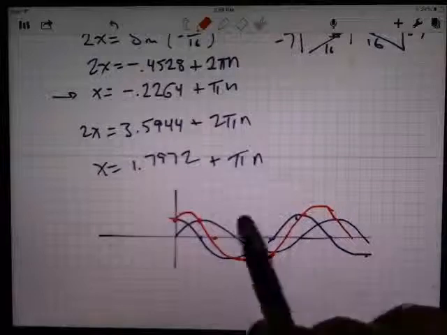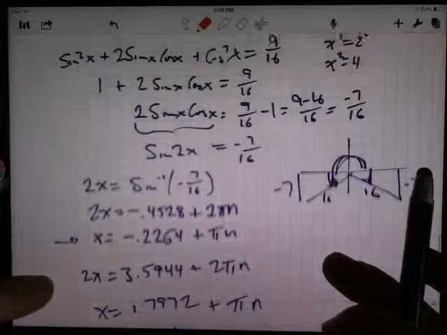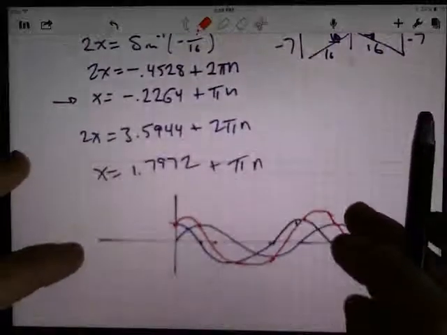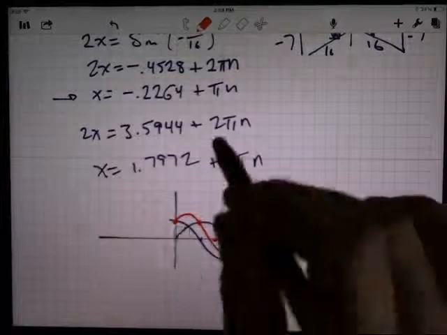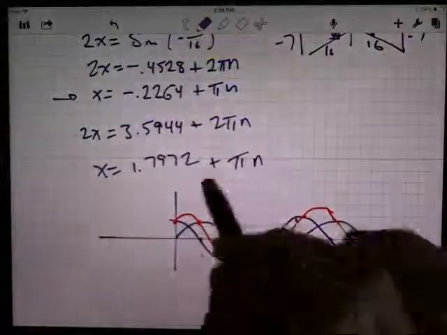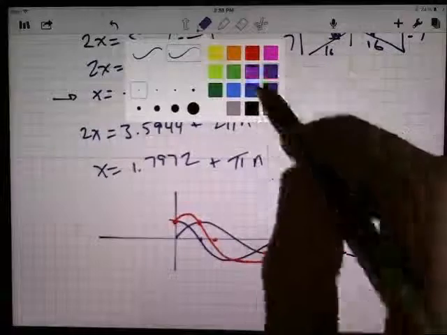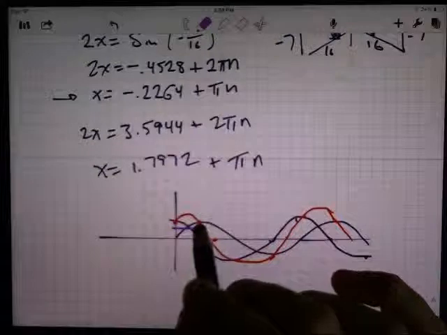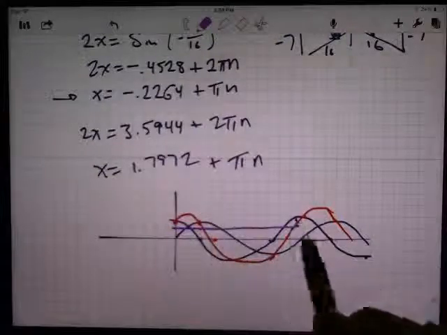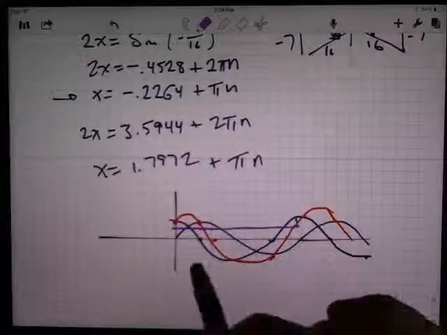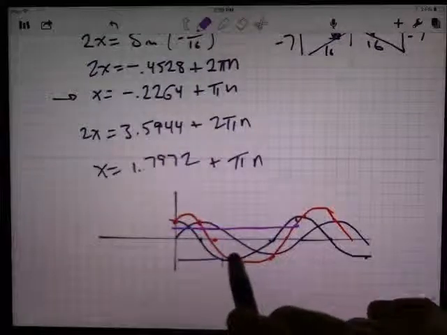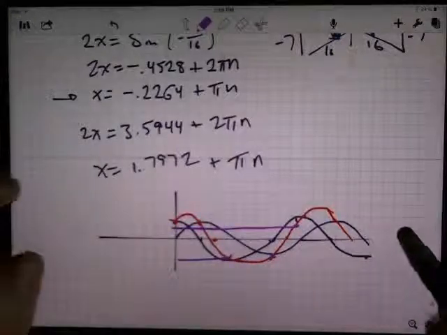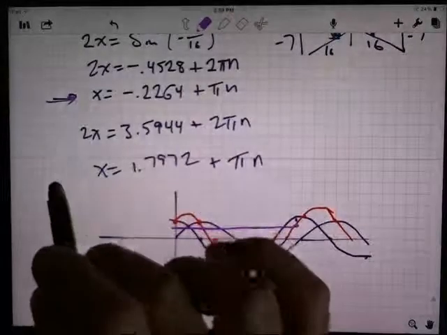And what I was looking for is, where is this equal to? And I can't remember, was it 3/4? Was that what I said? Yeah, I wanted sine x plus cosine x to equal 3/4. So I'm getting places up here. Let's do this in a lighter color, purple. So 3/4 is somewhere in this range. So there's spots here and here. There's also spots where it's going to equal negative 3/4. And those are the ones that are going to show up as my solutions. So I have this set and that set.